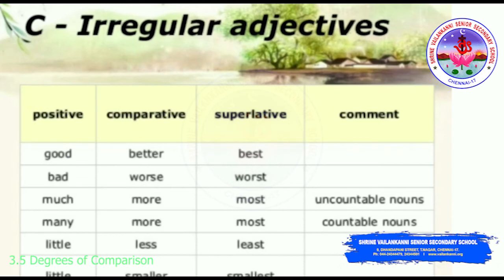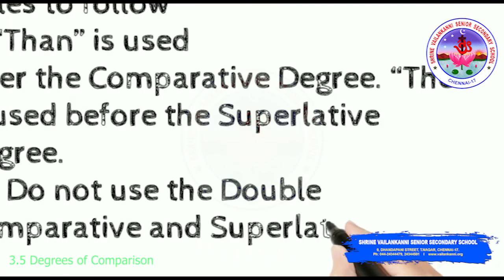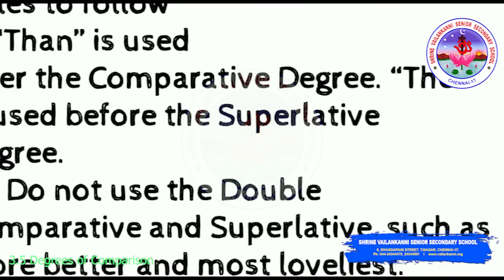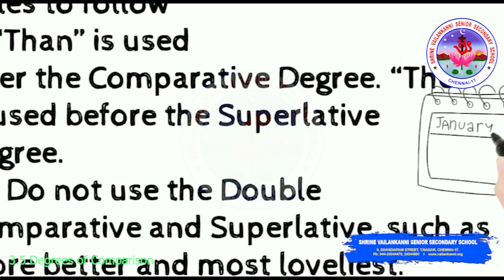So here are a few rules to follow for the degrees of comparison. Than is used after the comparative degree and the is used before the superlative degree. So this is helpful for you to write the correct degree easily. You should not use a double comparative and superlative degree such as more better and most loveliest and all.